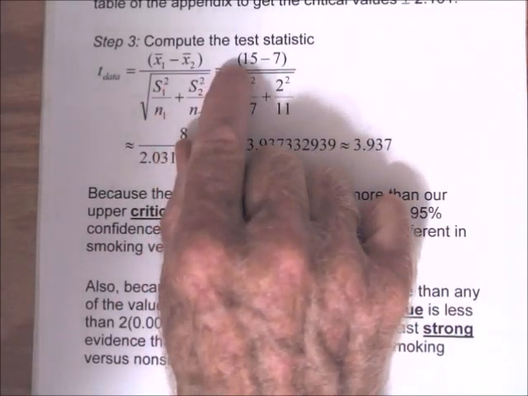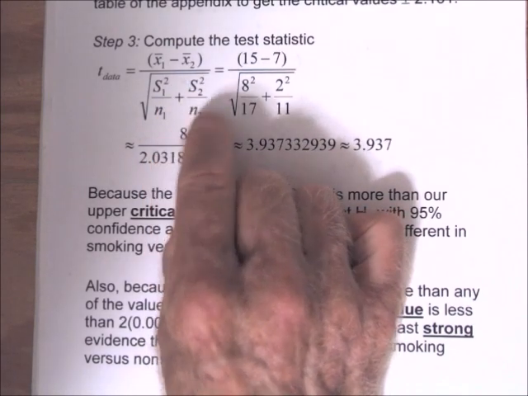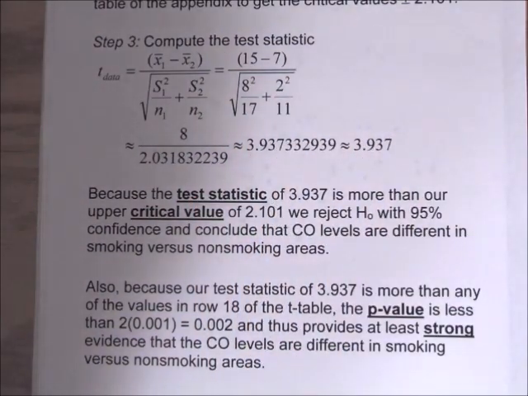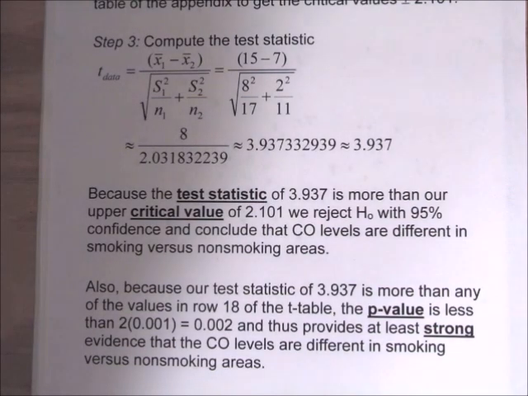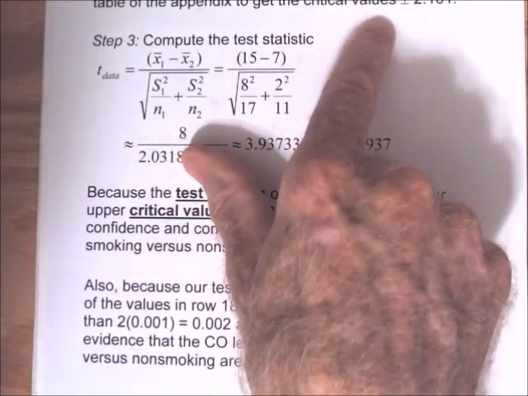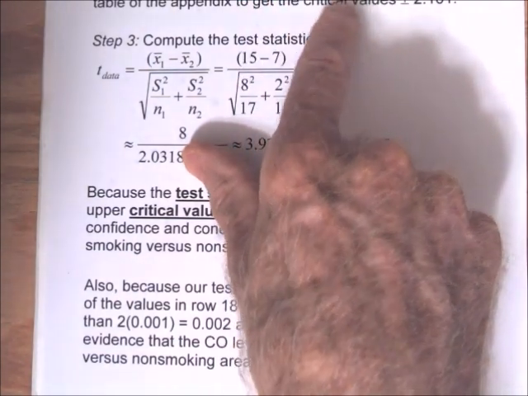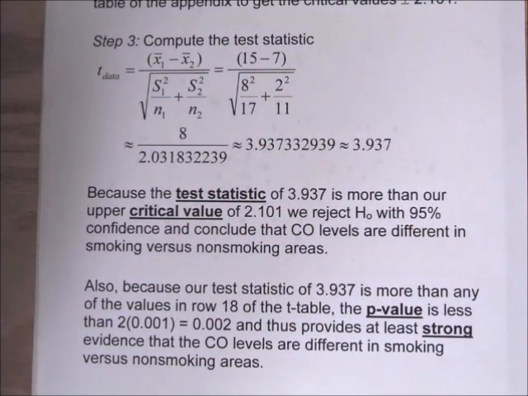the difference between the two means, divided by the square root of s1 squared divided by n1 plus s2 squared divided by n2. Plug in the numbers, it comes out to be about 3.937. I skipped a step here. The critical value we get from looking in row 18, column alpha over 2 of the t-table, which is plus or minus 2.101. So our test statistic is more than our upper critical value of 2.101.